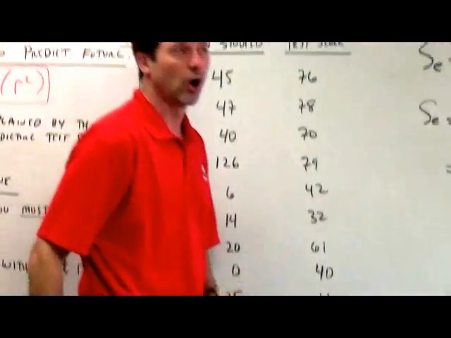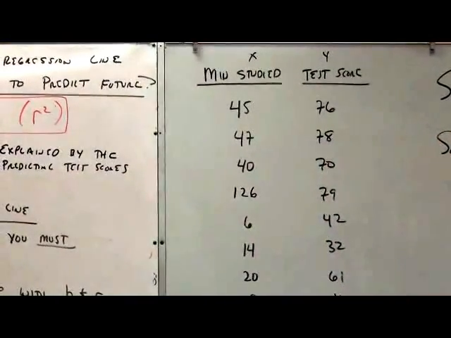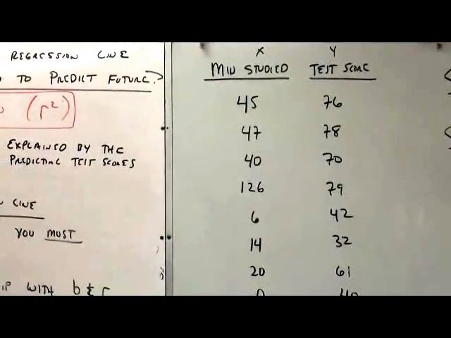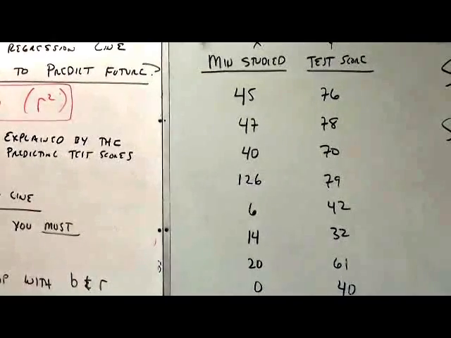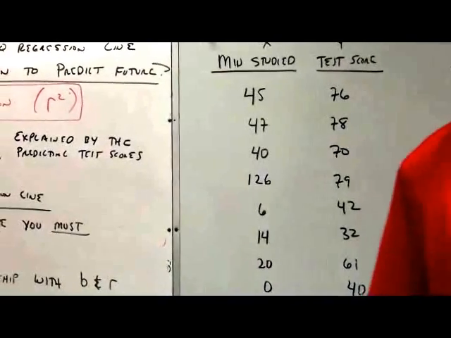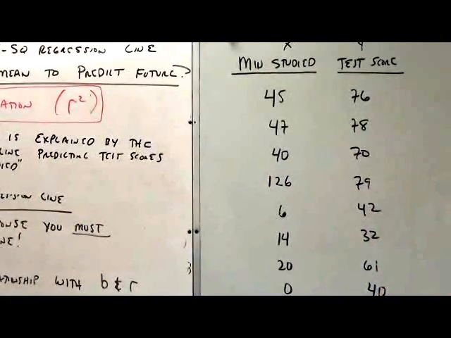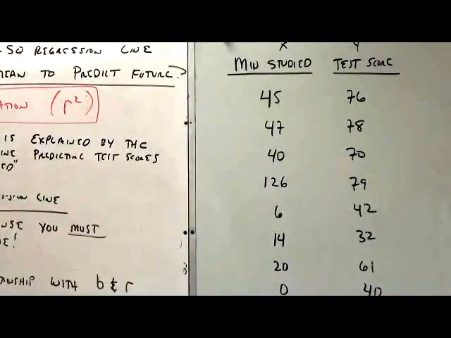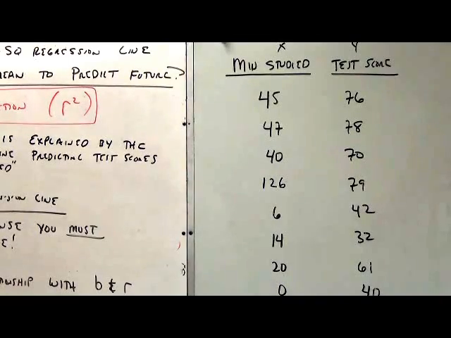What will happen to R? What will happen to the correlation? Think! You've already been asked this question before. What will happen to R? What will happen to the correlation if you switch the explanatory and response? It stays exactly the same.